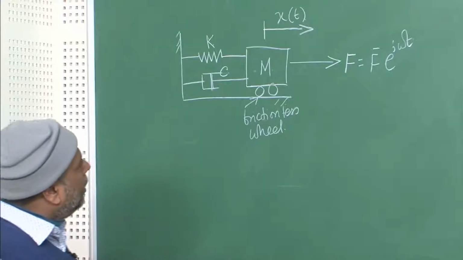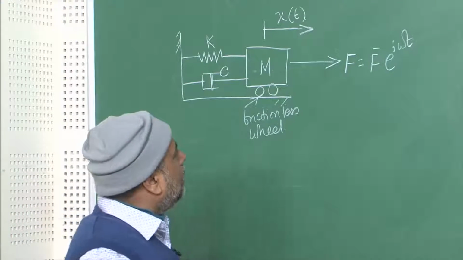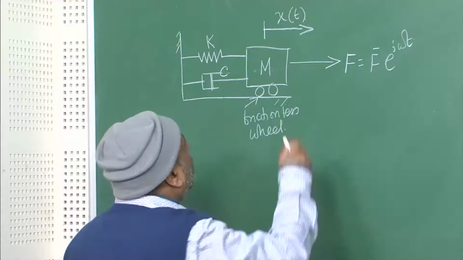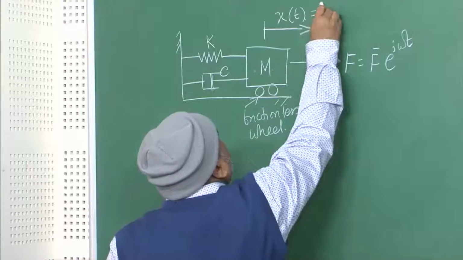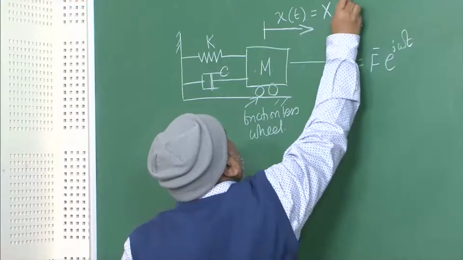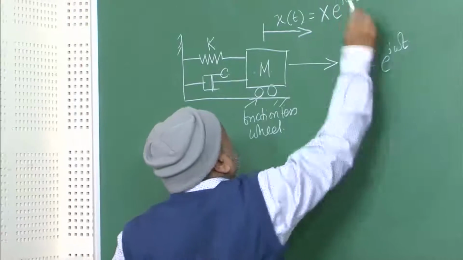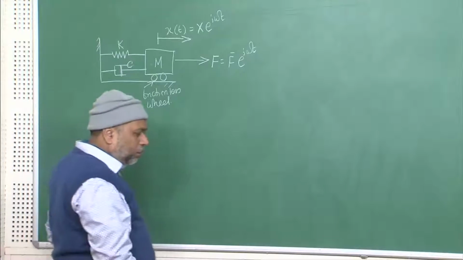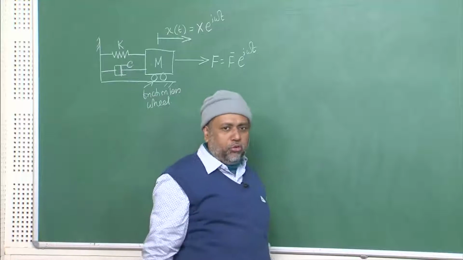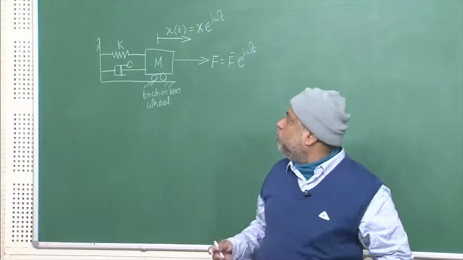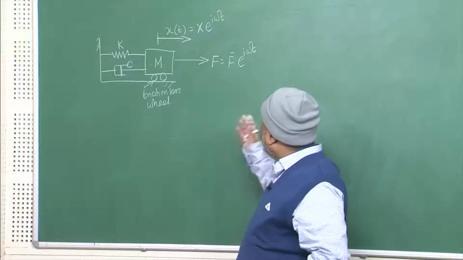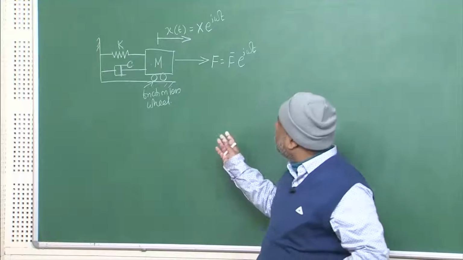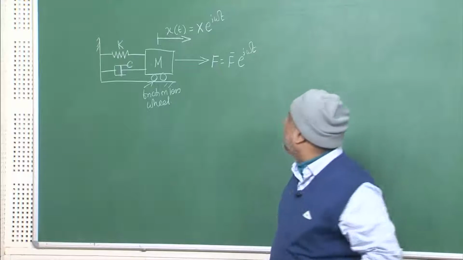Now, presumably if I give this harmonic excitation to the system, the response x(t) will also be harmonic, and that we can write as x bar e raised to the power j omega t. Our intention now will be first of all to get the governing equation of motion of such a system, and then to show how we can predict the nature of the response and how various parameters will be affecting the nature of the response.